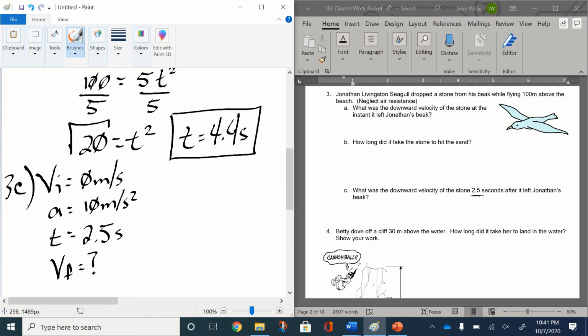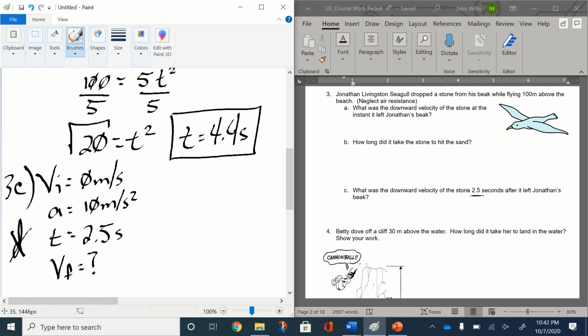And this gets back to exactly what I just went over in number 2, letter A. We don't have distance anywhere in this particular part of the problem. Now, I do know how far it fell from the seagull to the ground. It took 4.4 seconds to cover those 100 meters, but it does not travel 100 meters in 2.5 seconds. So I don't know its position above the ground at 2.5 seconds, therefore I can't use distance.